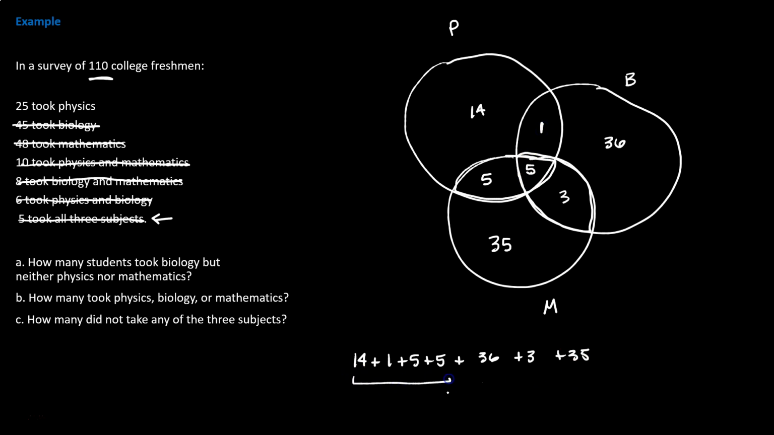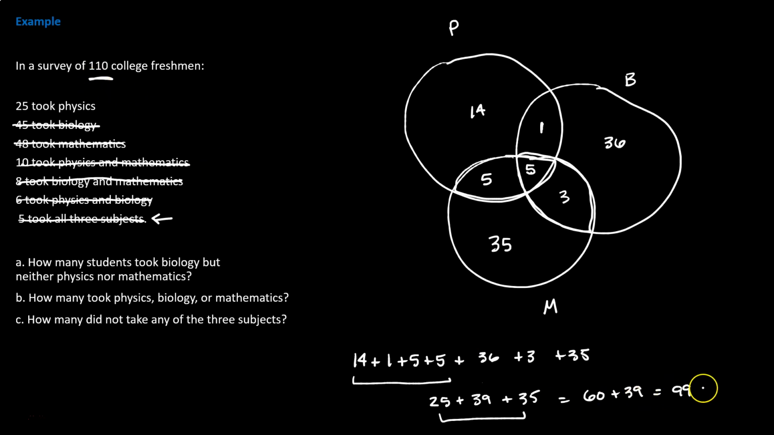So I know 14, 1, 5, and 5, that comes out to be 25. 36 and 3, that comes out to be 39. 25 plus 35, that's 60. Plus 39, that's 99. We only have 99 students represented in these 3 circles, but we surveyed 110 of them. So that means that there's some students that are not represented in the diagram.